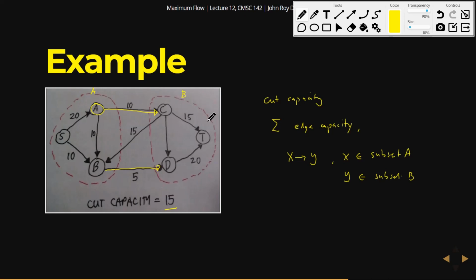Now, how about C to B? Is this not included? Well, it's not included because although it crosses the partition, it doesn't follow the definition, because edge CB starts at partition B and goes to partition A. So it's the opposite direction. So we'll only follow this direction. So X should be in partition A and then Y should be in partition B. Okay? So those are the edges that we'll use to compute the cut capacity.